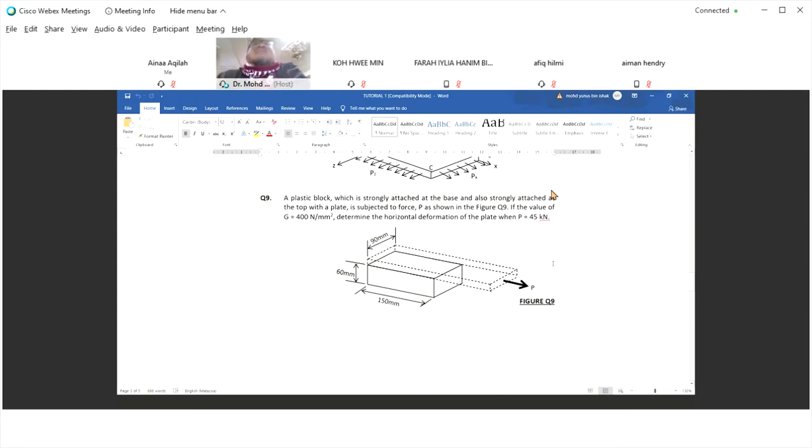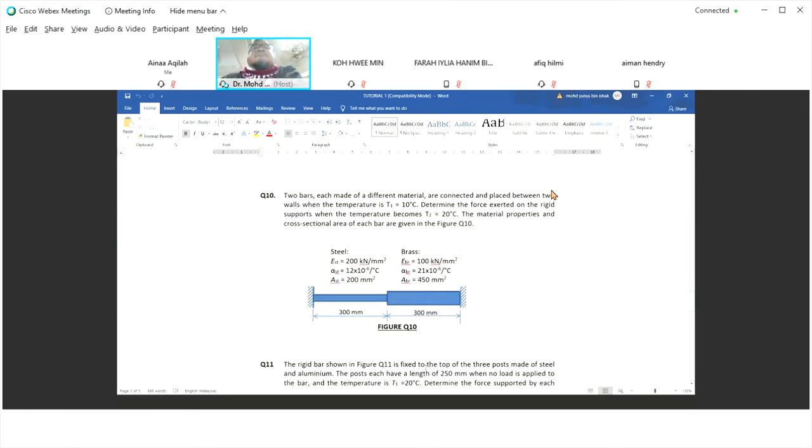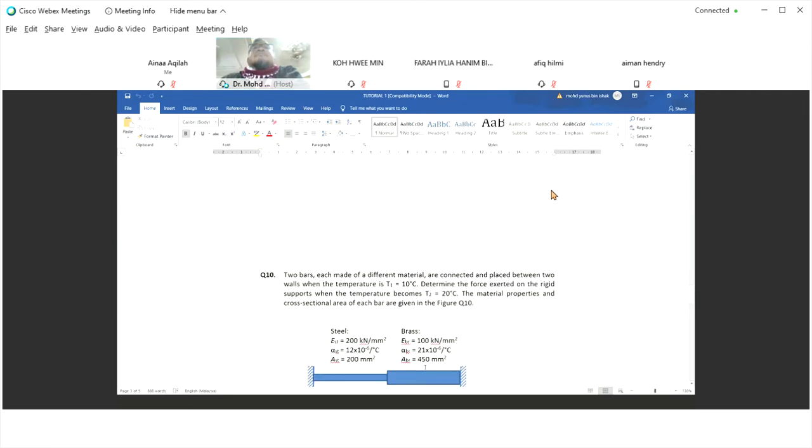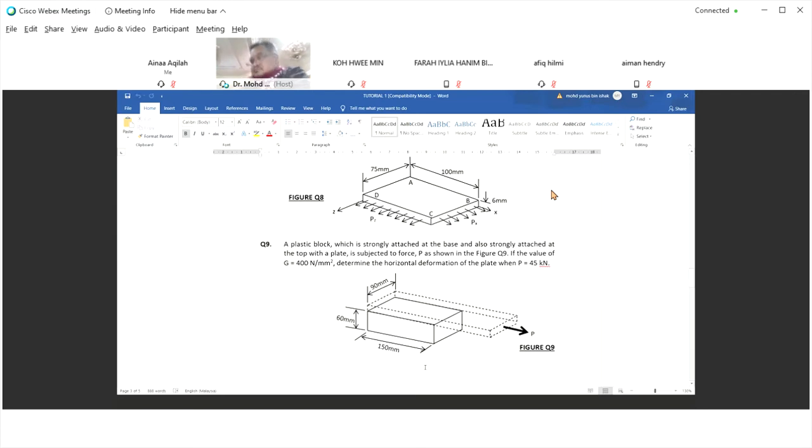Can someone read this question? Question number 9. Boleh seorang baca? Okay, Huiyin.